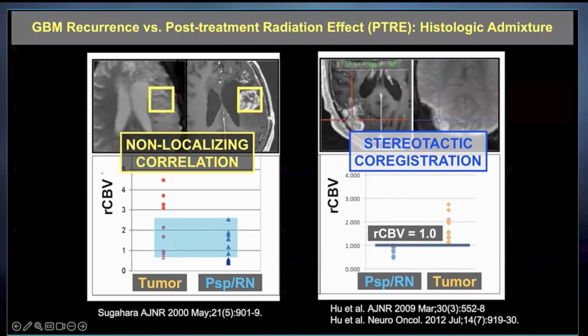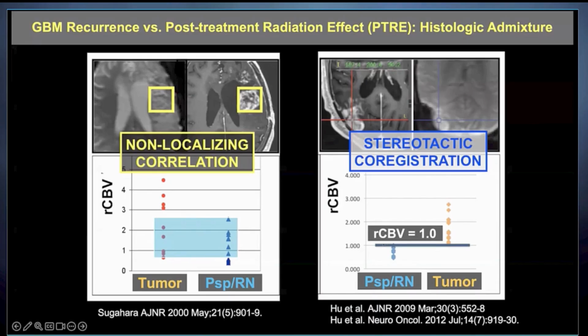What's the rCBV value at that exact location? Okay, let's say that represents this dot here. It ends up being 0.8. And you just kind of fill in all of these and then look at the graph, and you can see here that the degree of overlap between tumor and post-treatment effect rCBV values is drastically decreased.